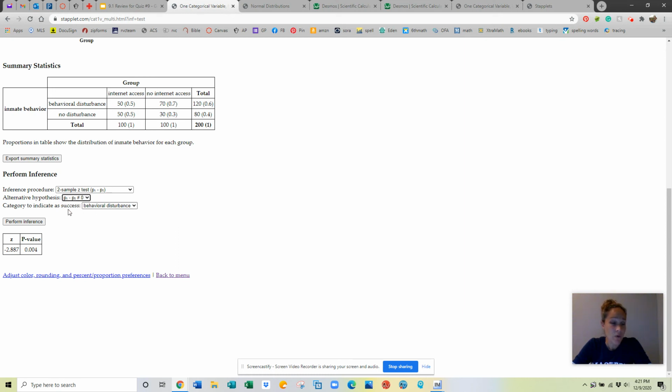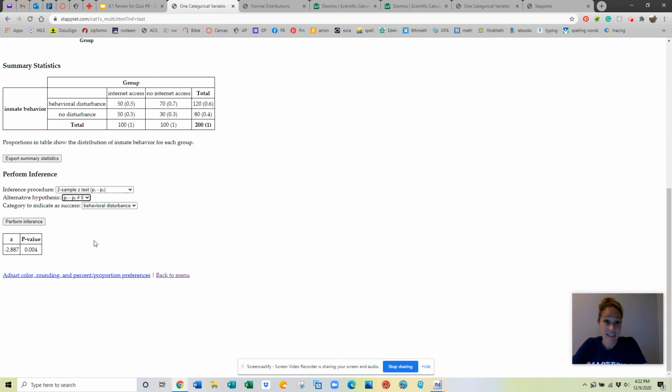And so we're going to indicate it as a success because we want the percentage of behavioral disturbances for each of these groups. And so we get a Z-score test statistic value of negative 2.887, and it already tells us the p-value here, you guys.